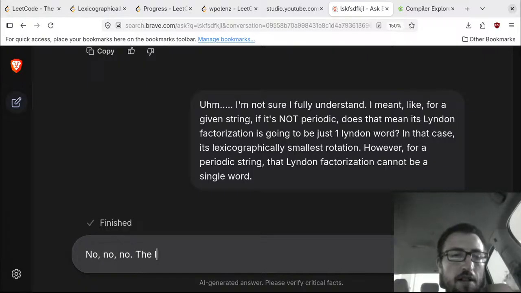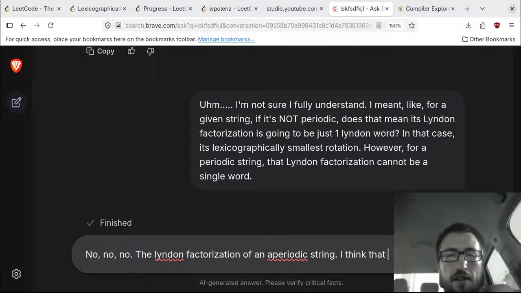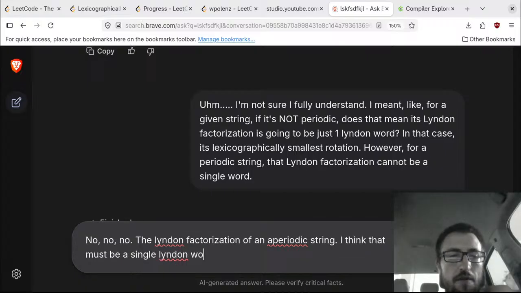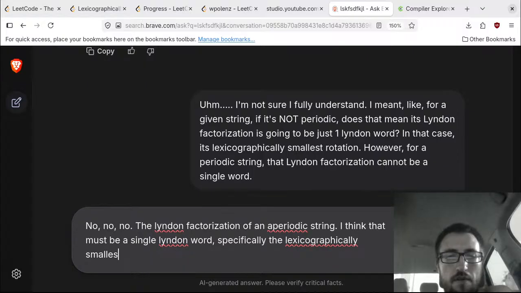The Lyndon factorization of an aperiodic string, I think that must be a single Lyndon word, specifically the lexicographically smallest rotation of the string. Does that make sense?